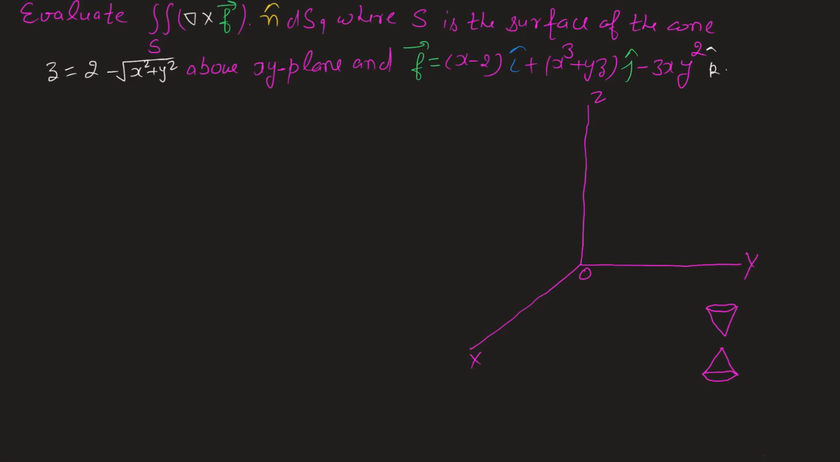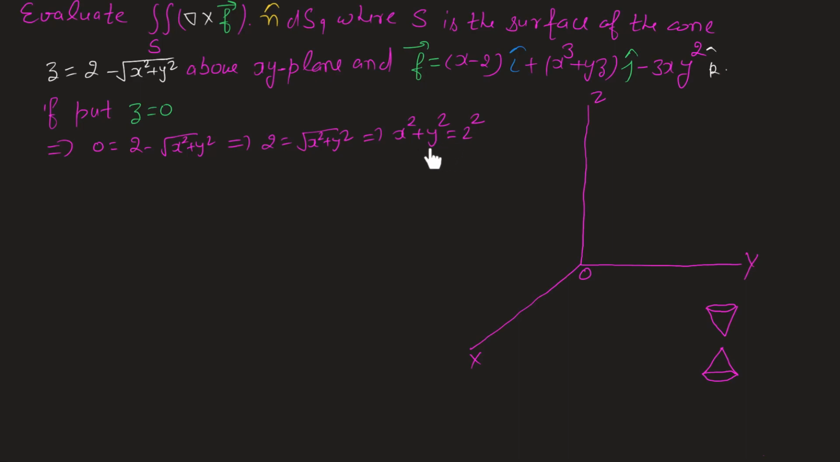If we put z equal to 0, this implies that 0 is equal to 2 minus root x square plus y square. This implies that 2 is equal to root x square plus y square, so x square plus y square is equal to 2 square. So when z is equal to 0, and z is 0 in the xy plane, it is a circle. In the xy plane, this may be assumed as the ground.